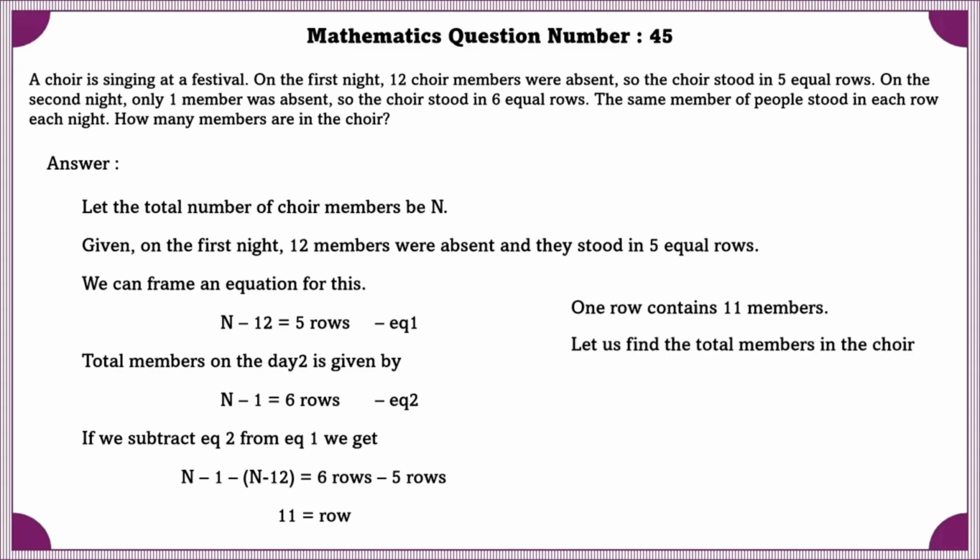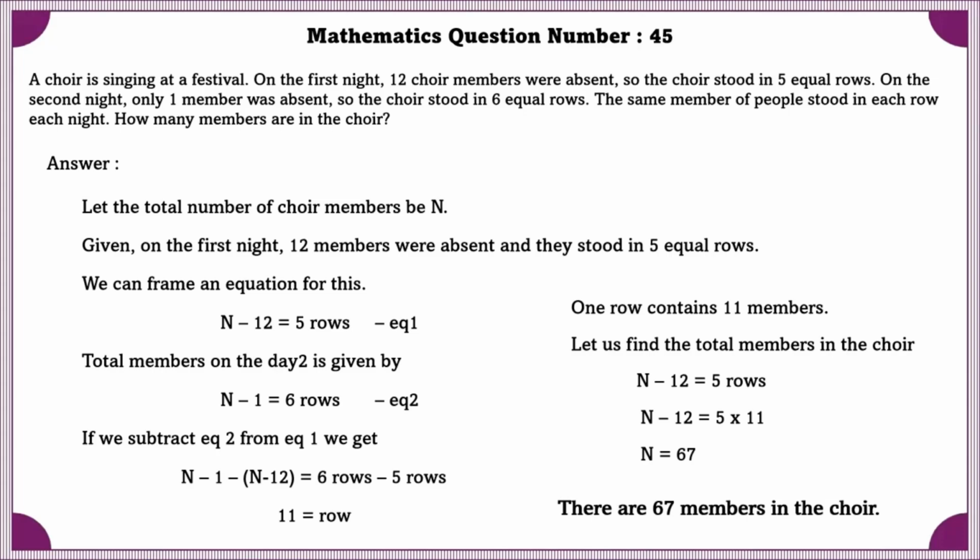Let us find the total members in the choir. So, n minus 12 is equal to 5 rows. Since we know that there are 11 members in one row, 5 rows is equal to 55 members. Using that, we find the value of n is equal to 67 members. There are 67 members in the choir.